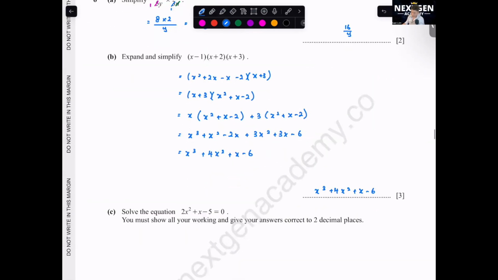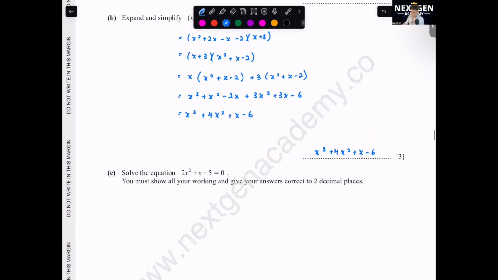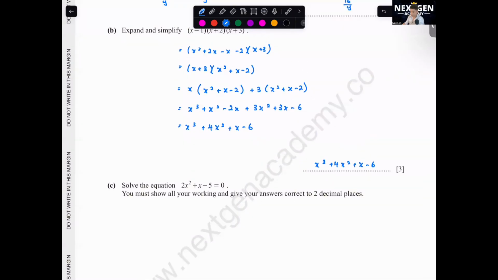Okay, next one. Solve the equation 2x squared plus x minus 5 equals 0. You must show all your working and give your answers correct to 2 dp. Whenever we do quadratic equation for paper 4, or even some of you here who are doing paper 3, please use your calculator, find the answer first, every time. You write your answer somewhere at the side, then only you show your working. Anyone don't know how to use your calculator to do quadratic equation? Everyone can? Okay, so use your calculator, get the answer.